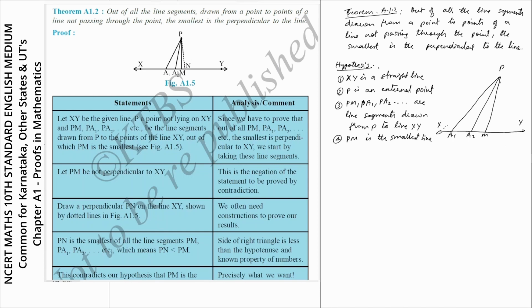To prove this, first I have written the hypothesis. You can see xy is a straight line, and P is an external point. External point means this line is not passing through this point. Then PM, PA1, PA2, etc. are line segments drawn from P to line xy, and PM is the smallest line. Now I am supposed to prove that PM is perpendicular to the line xy. So I'll start the proof.